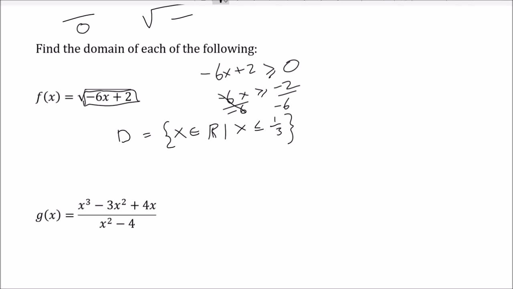Okay, let's look at another example. Down here at the bottom of the page, we look again. Remember, the two things that could go wrong are the square root of a negative number or dividing by 0. So there's no square roots here, so that doesn't come into play.